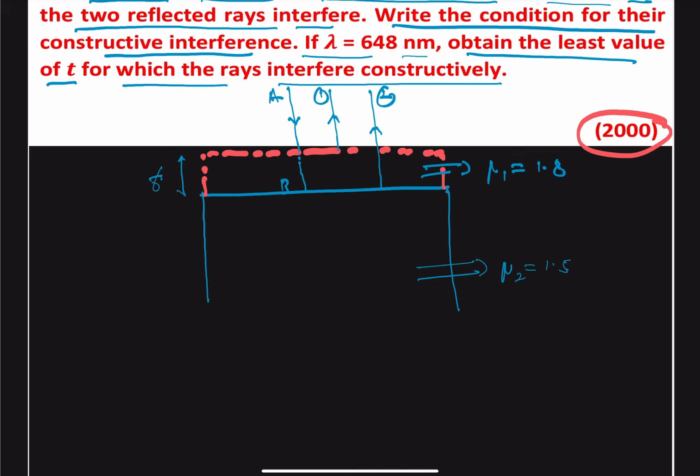We are given that the refractive index of the thin film is 1.8 and that of the glass plate is 1.5, and lambda is also given for the second part, and we have to find out what will be our condition for constructive interference. Now for the interference, when they are normal, the interference depends upon two things. First will be the phase change upon reflection, and second will be the optical path difference between the two reflected rays.